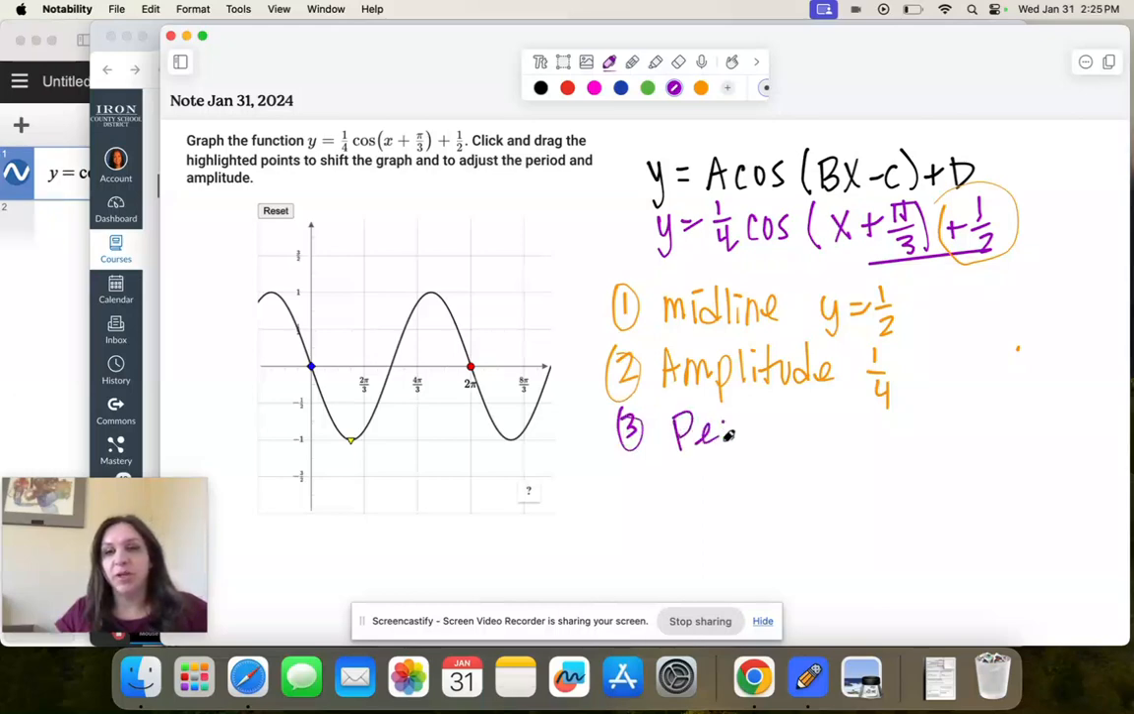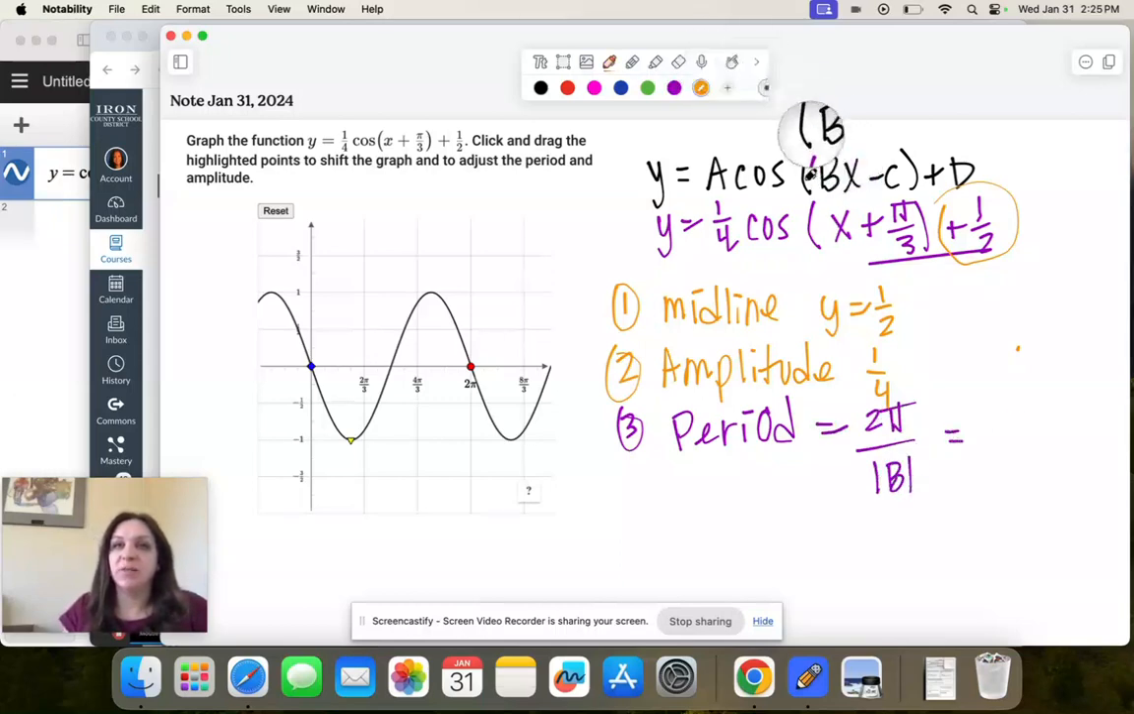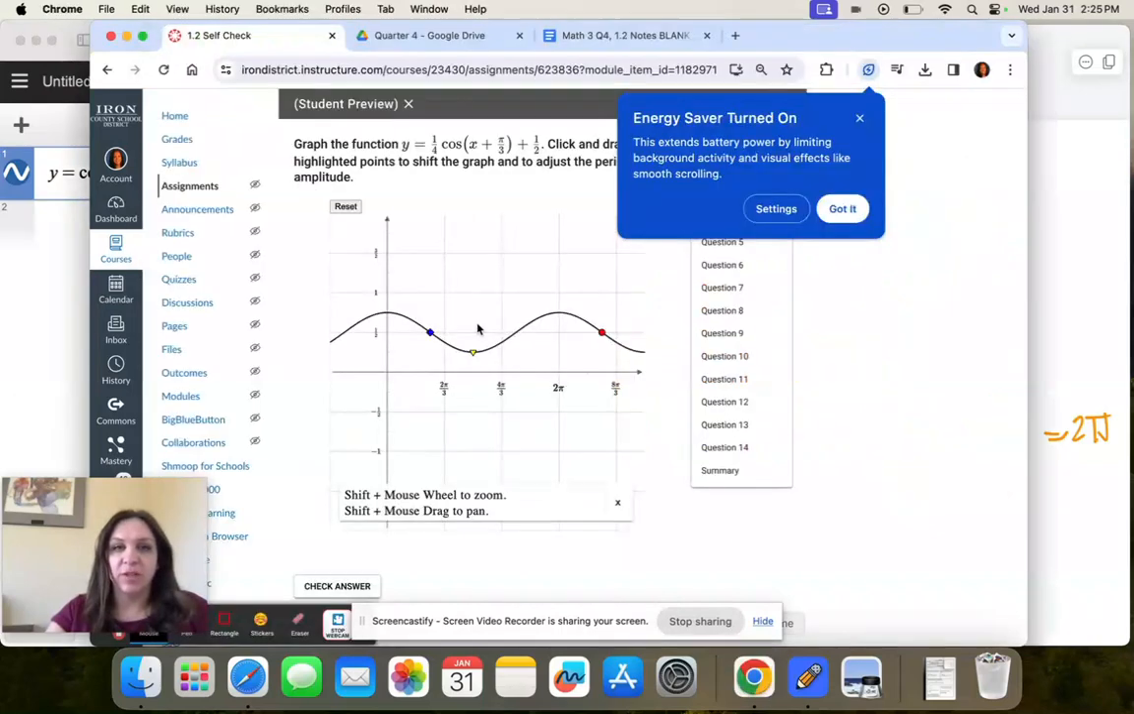So remember, the period equals 2 pi over the absolute value of b. And this one's nice. B is 1, right? It's the number next to x. So 2 pi over 1 is just 2 pi. So our period is 2 pi. So it's here, 0, 2 pi. Let's see if it moved, though. It kind of moved a little.